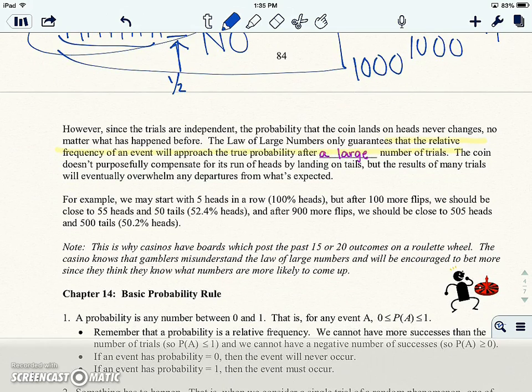The coin doesn't purposefully compensate for its run of heads by landing on tails, but the results of many trials will eventually overwhelm any departures from what's expected. For example, we may start with 5 heads in a row, but after 100 more flips, we should be close to 55 heads and 45 tails. Okay? After 900 more flips, we should be close to something like 505 and 500.